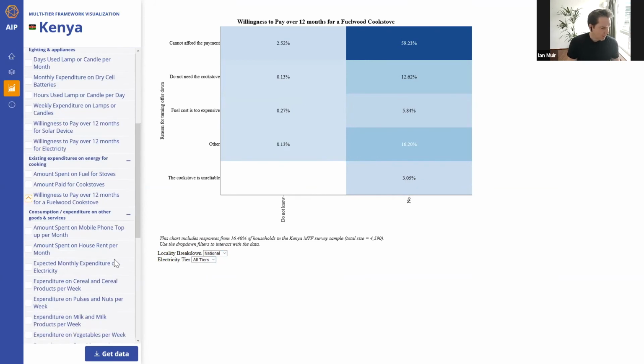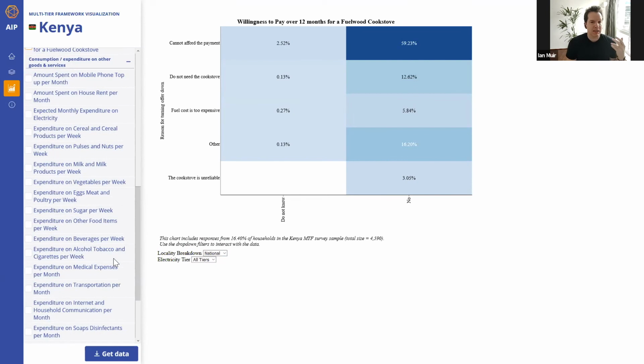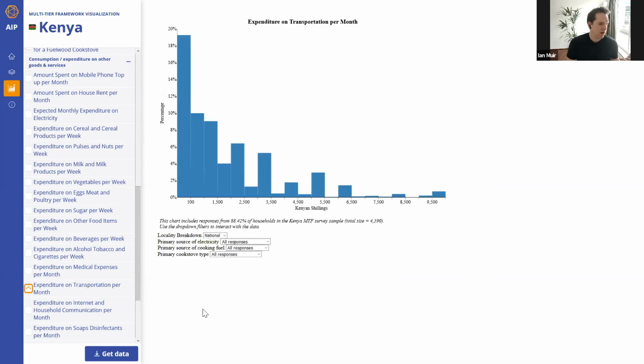And then we have a lot of charts here on expenditures. As Dana mentioned, it's not strictly related to energy, but there are obviously going to be some interesting relationships between these things. So you can see how much people are spending on transportation per month and how that varies between different energy situations.